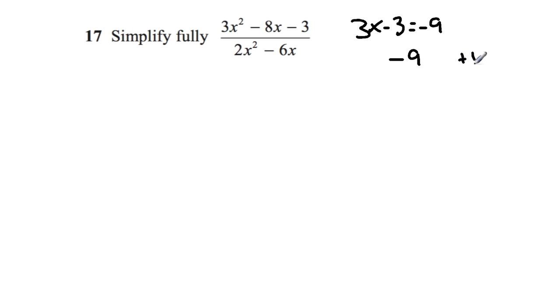and a positive 1. My next step is to open the brackets. So we have open brackets 3x, close brackets, open brackets 3x, close brackets. I'm going to simplify the right hand side bracket further later on. So now I'm going to include plus 1 here and minus 9. I'm going to simplify the right hand side bracket by dividing everything inside it by 3. So 3x divided by 3 is 1x, and negative 9 divided by 3 is 3. So I've just factorized the numerator, 3x squared minus 8x, sorry, minus 3.